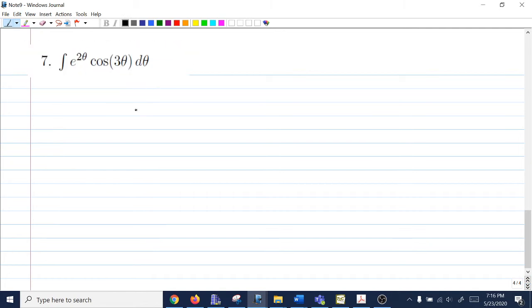This is the thing where you do parts twice and you get back to where you were. I'm going to let u be e to the 2 theta, dv be cosine 3 theta d theta. So du will be 2 e to the 2 theta d theta. V will be the integral of that, and the integral of cosine is sine. Divide by 3.